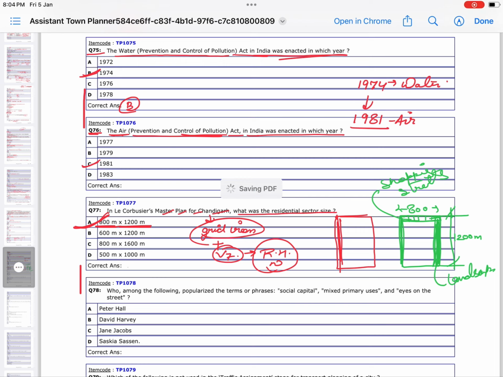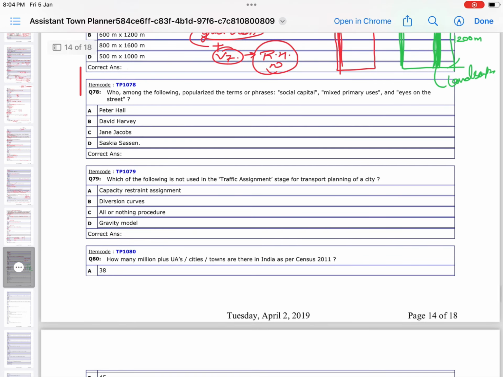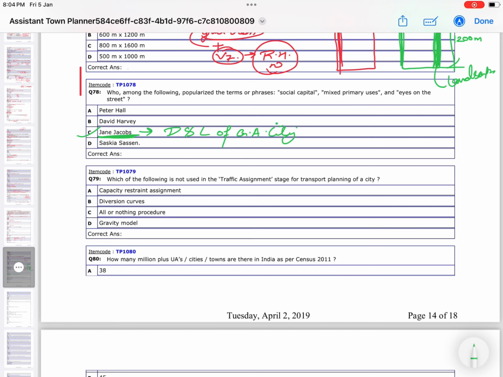Now question number 78. Who among the following popularized the terms social capital, mixed primary uses and eye on the street? If you have watched my videos, you should know the answer. The answer is Jane Jacobs. She is also the writer of The Death and Life of Great American Cities. So you can remember this one, and this is the answer.